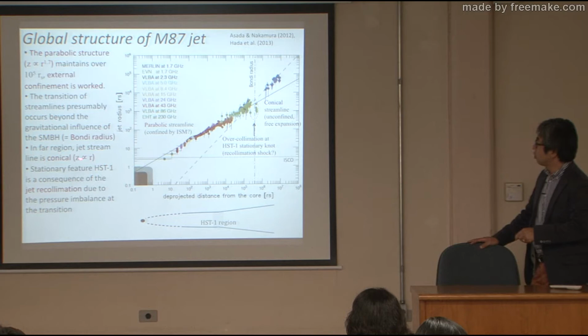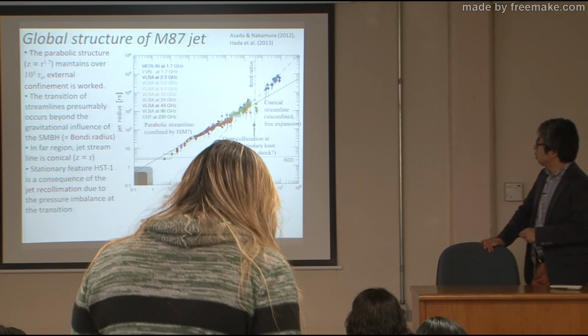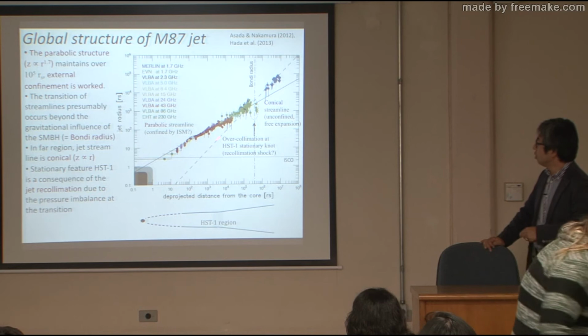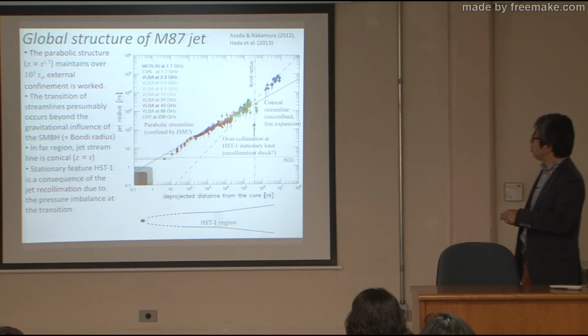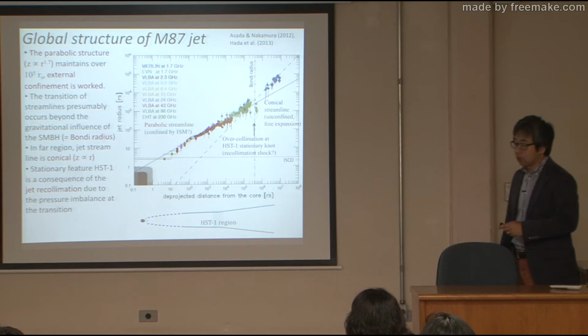Then this stationary feature HST-1 is a consequence of the jet recollimation due to the pressure imbalance at the transition. So maybe from the Bondi radius, inside or outside, we think about some pressure imbalance that may be different, changing over there. Then the jet shape is also changing over there, and this is making a recollimation shock type structure.